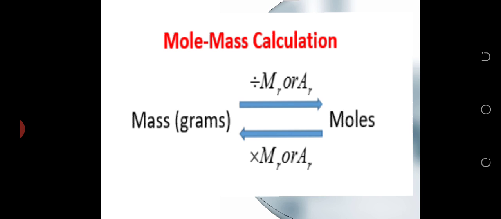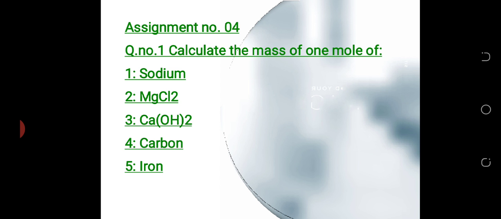It is the interconversion by dividing by molar mass or by multiplying by molar mass. When we divide the mass in gram by the molar mass, it will be converted into moles, and when we multiply the moles by the molecular weight, we will get mass in gram. It is a simple molar mass calculation. So here is your assignment number 4. We have to calculate the mass of just 1 mole of sodium, magnesium chloride, calcium hydroxide, carbon and iron.